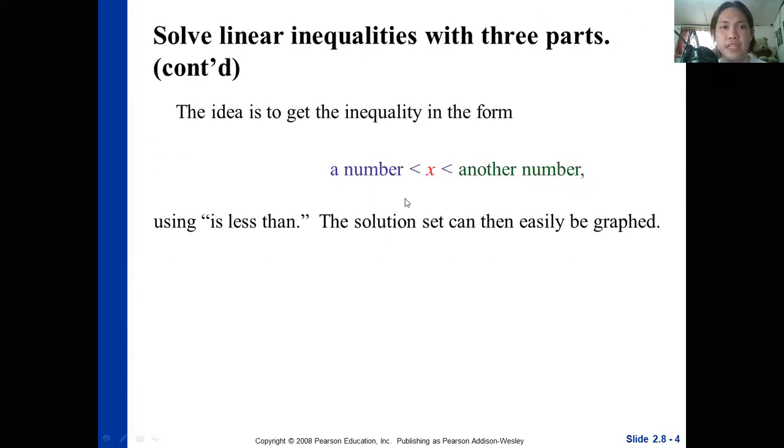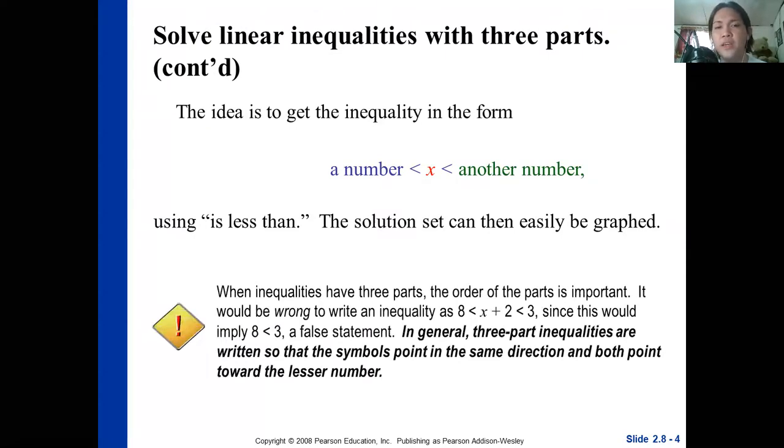So let's proceed. We all know that in solving linear inequalities with three parts, the idea is to get the inequality in the form a number less than x less than another number. Using less than, the solution set can then easily be graphed.